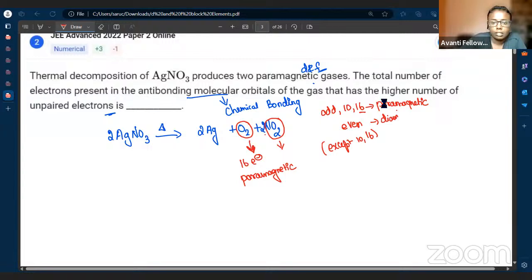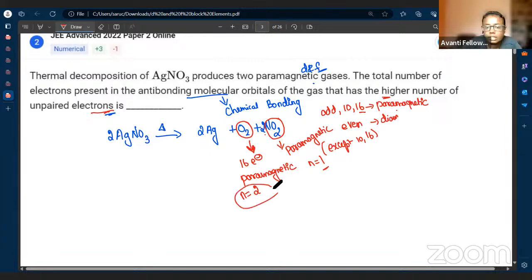So what is the number of unpaired electrons in O2? In O2 it is going to be 2, and in NO2 it is going to be 1. Which has the maximum number of unpaired electrons? O2 has the maximum. Now we have to find the total number of electrons present in the antibonding molecular orbitals of O2.